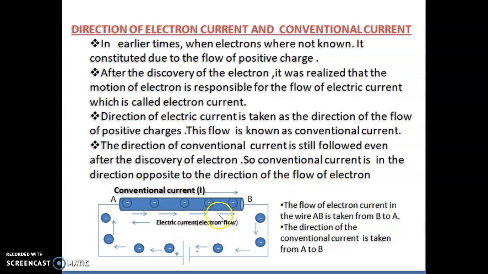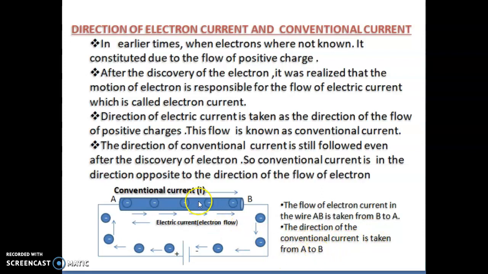See this diagram. This is the metallic wire. In metallic wire, the electrons are arranged in a specific direction, and this will be connected to a battery. Now, when this metallic wire is connected to the battery, what happens? The electrons will flow. Now you can see the conventional current. So the direction of a conventional current is from A to B. You can see that the direction of conventional current is taken from A to B.